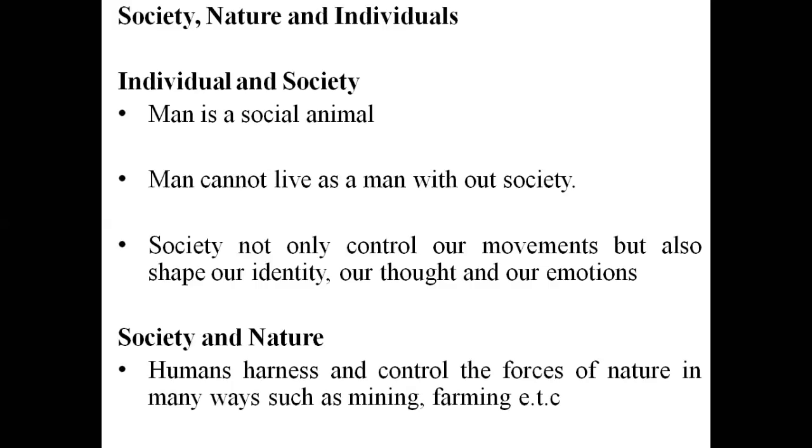And moving on, we'll look at the relationship between society, nature, and the individual. When you look at the relationship between the individual and society, there is no society without the people living therein. That's why we say man is a social animal. Man wants to relate, man wants to interact, man wants to depend on the other. The other one is that man cannot live as a man without a society. Even in our place of work, we have one friend or the other that we are relating with, and that's what makes a society.